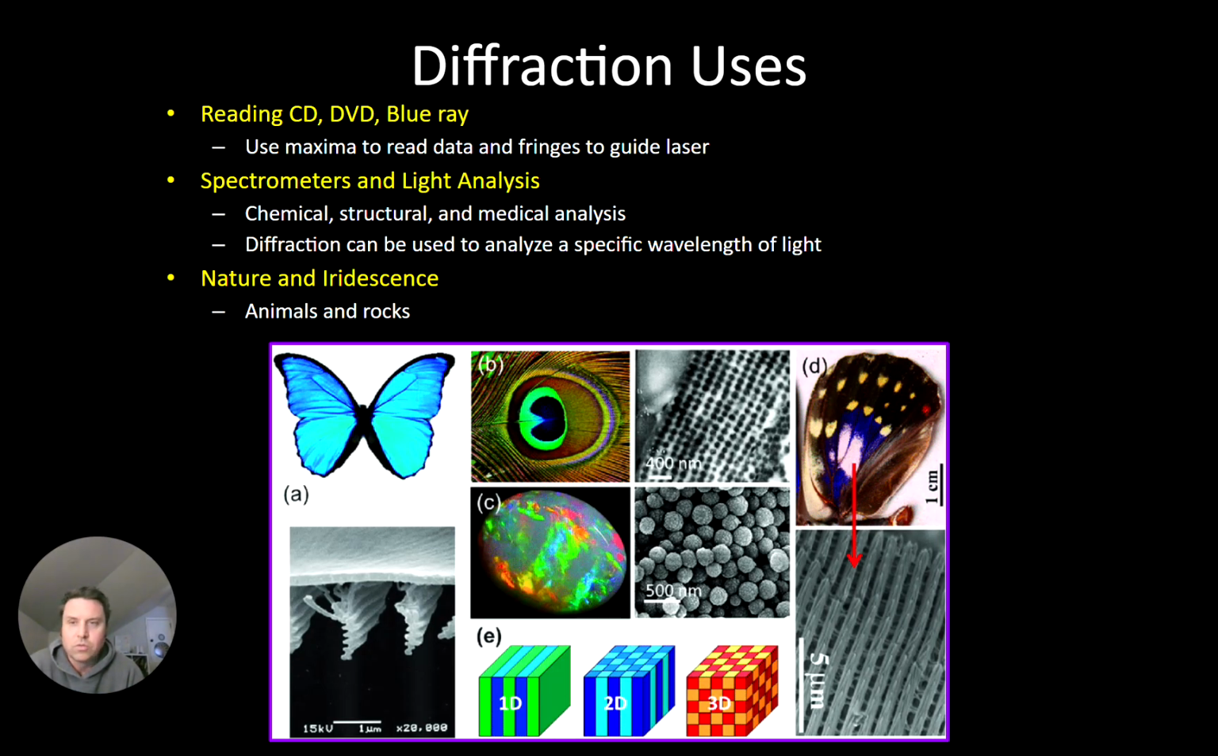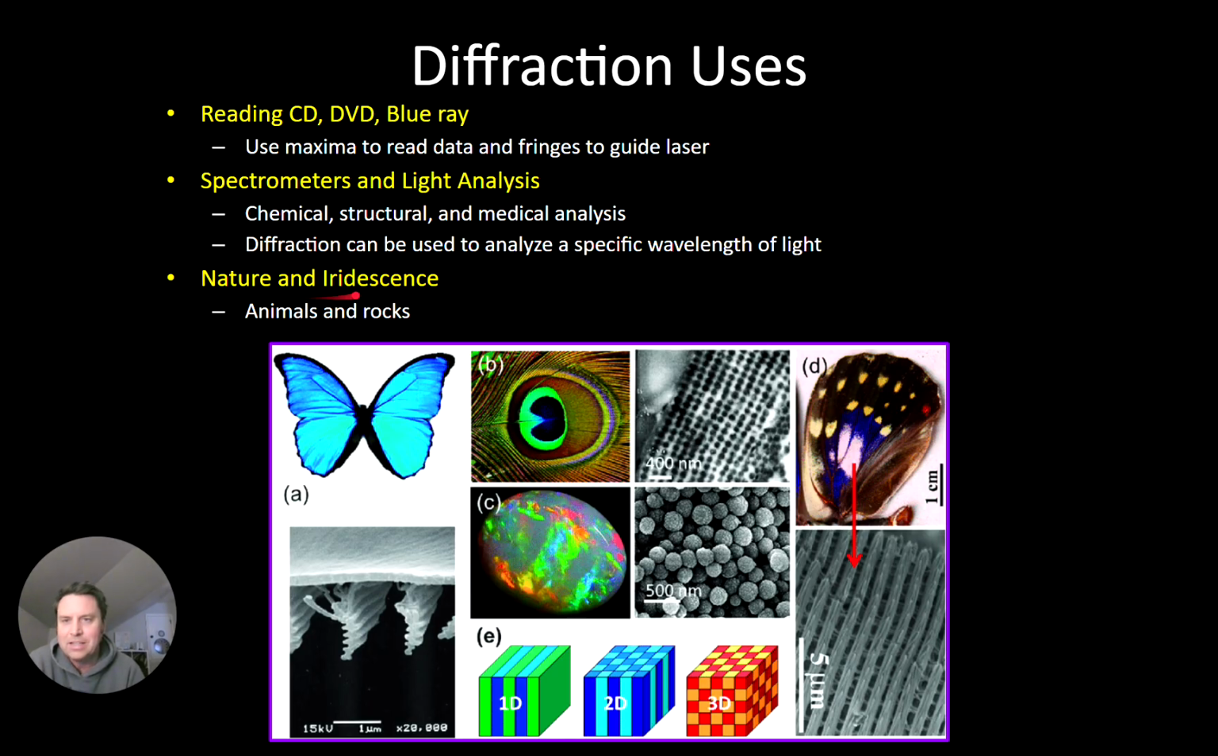And then diffraction uses, real quick. It's pretty. Well, I think it's interesting. But CDs, DVDs, Blu-rays, a lot of our data readers that require light have little slits in them with holes, kind of like this. Here, this peacock feather has these holes at different intervals, and we can store data that way. We can use light to read it. Spectrometers do chemical, structural, and medical analysis. We can analyze different things just based on how light interacts with them.